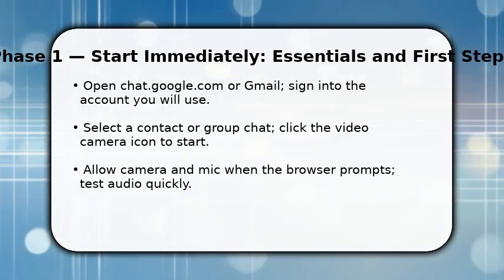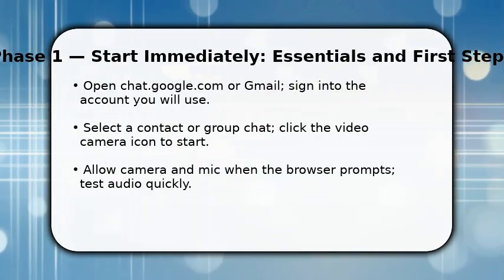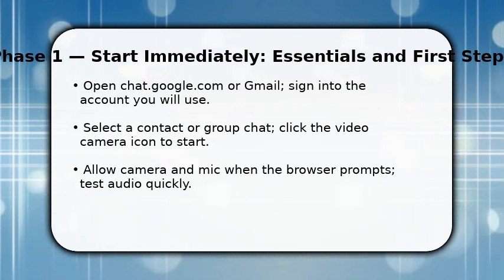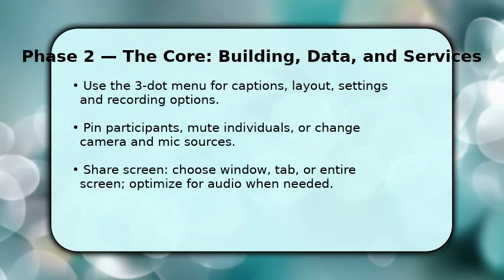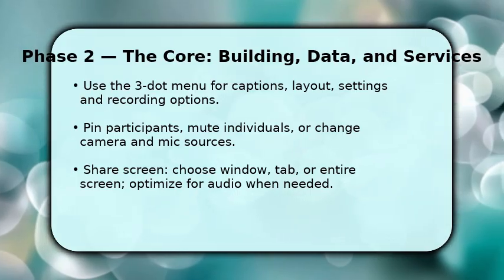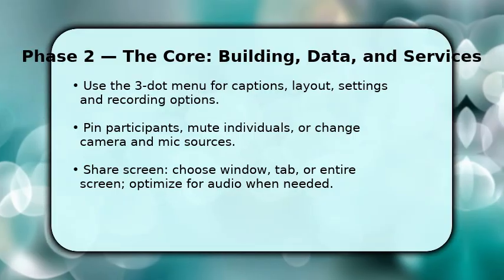Make sure to test your audio and camera in the small preview. If you hear an echo, lower speaker volume, or switch to headphones for clearer sound. Once the call is live, use the in-call controls to shape the experience. Click the three-dot menu to enable captions, switch layouts, or open settings to select a different camera or microphone. This matters if you plugged in a USB headset.